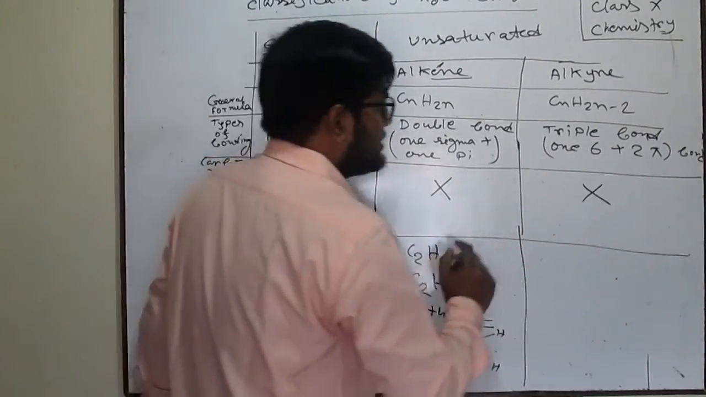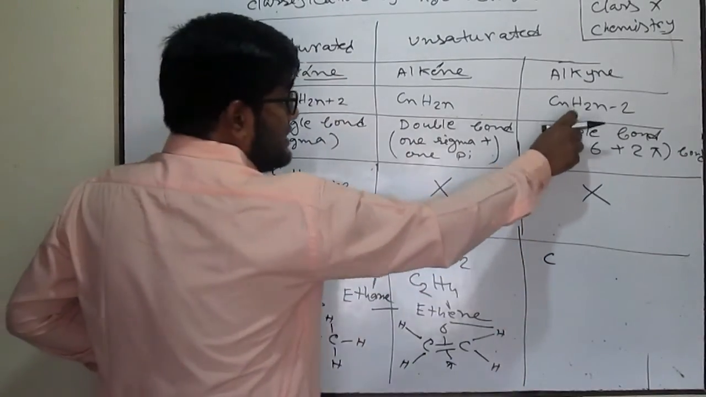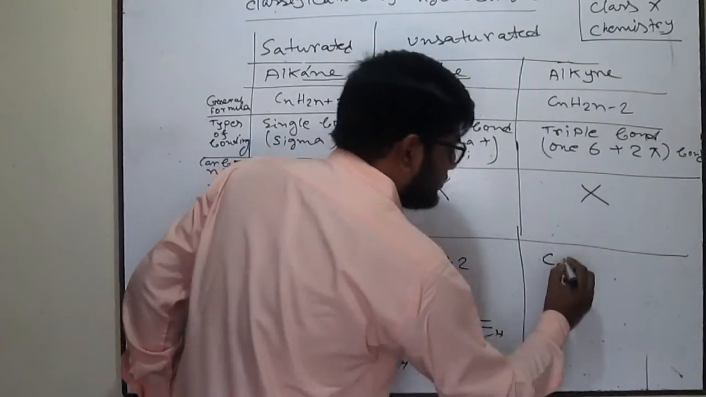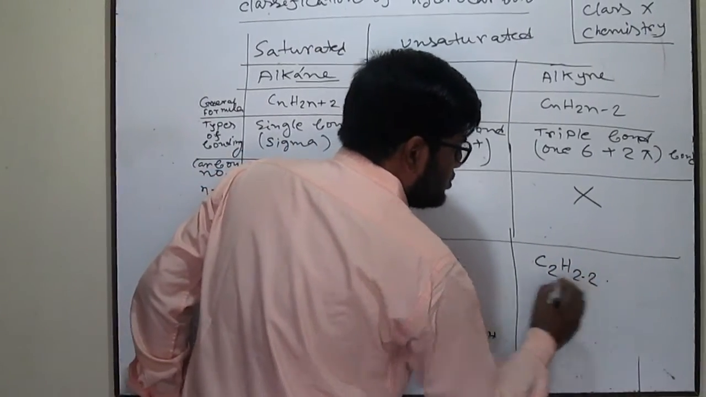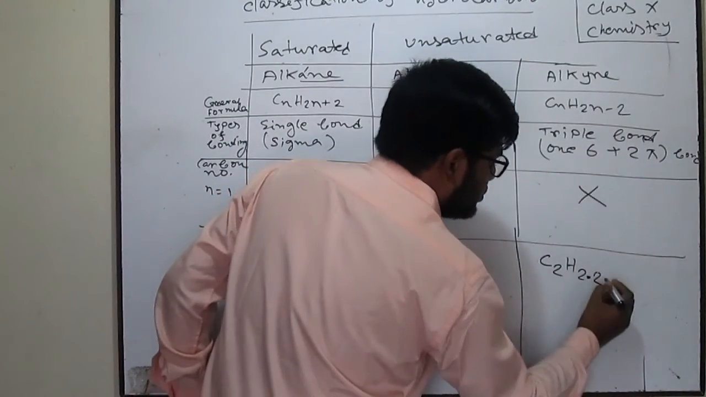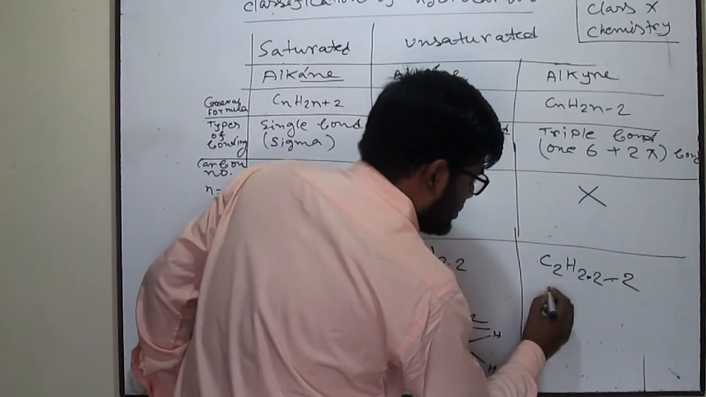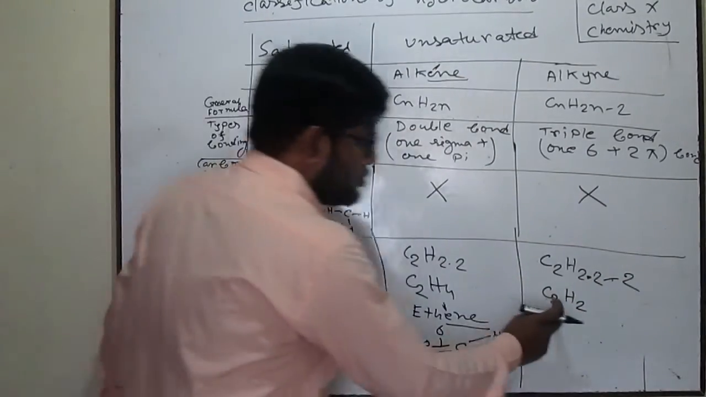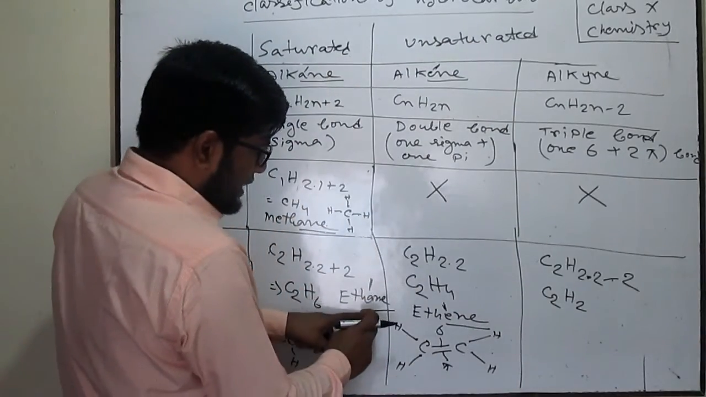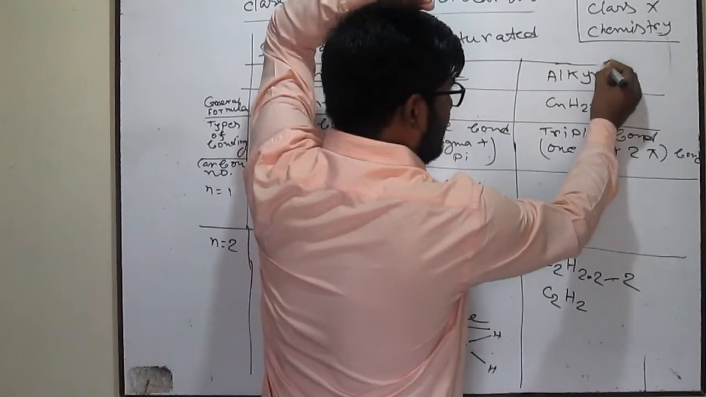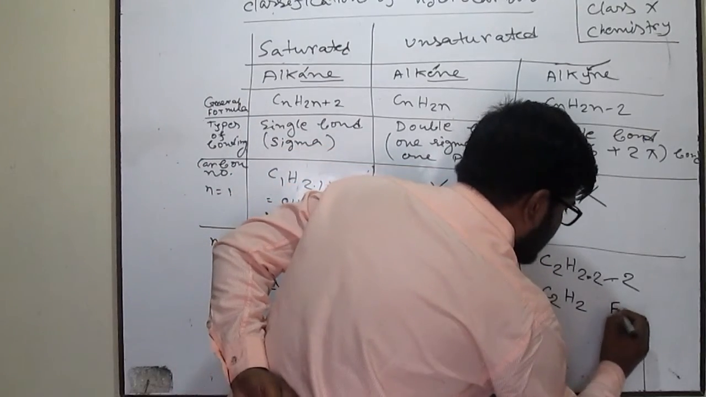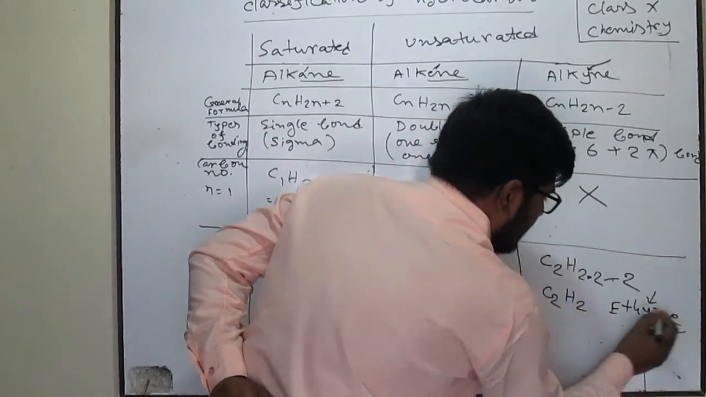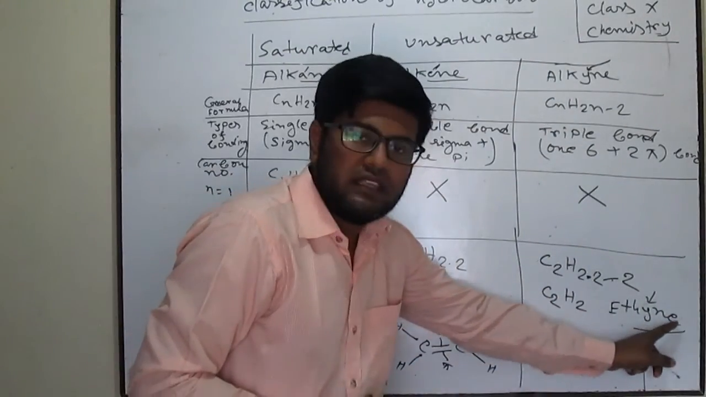Okay. In case of alkyne, we should follow this formula. Value of n is 2. That is C2 is 2 into 2 minus 2, that is C2H2. This is ethyne. Here the third letter is Y, that's why this is ethyne. Y-N-E. The last three letters should be Y-N-E. Ethyne.